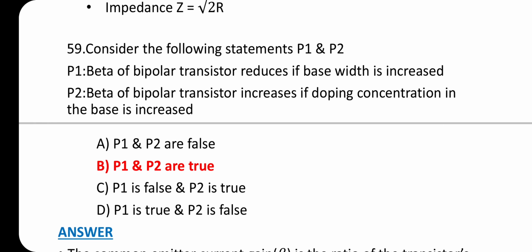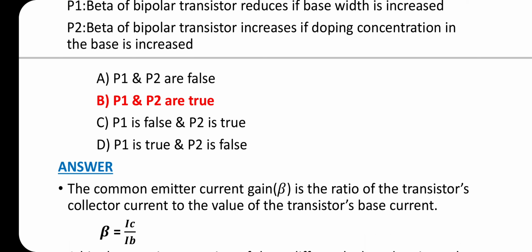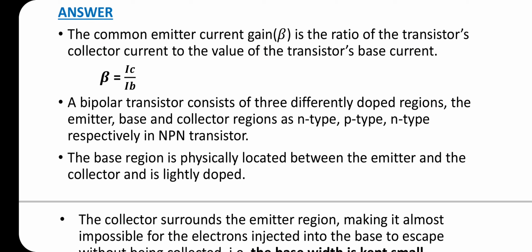Consider the following statements P1 and P2. P1. Beta of bipolar transistor reduces if base width is increased. P2. Beta of bipolar transistor increases if doping concentration in the base is increased. Answer is option B. P1 and P2 are true. The common emitter current gain beta is the ratio of the transistor's collector current to the value of transistor's base current. Beta equal to Ic by Ib.